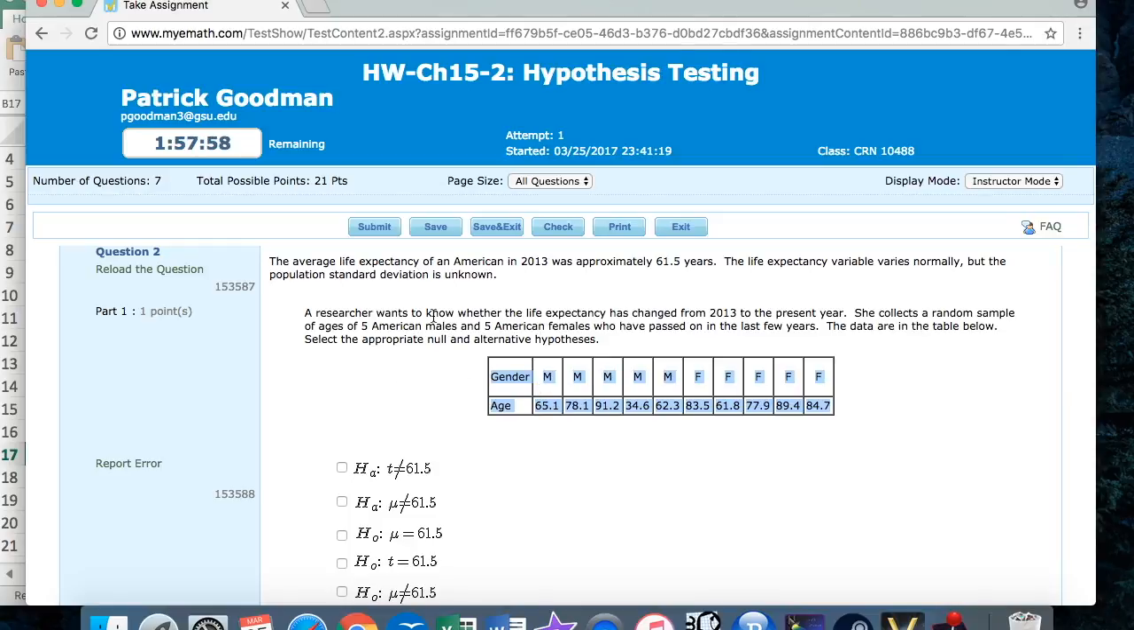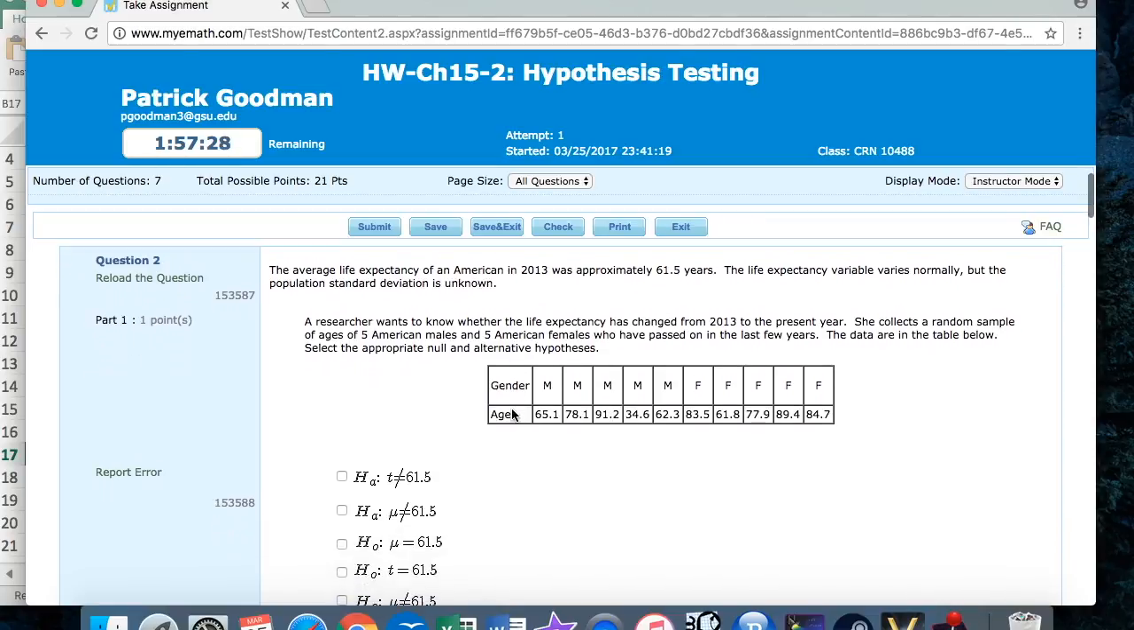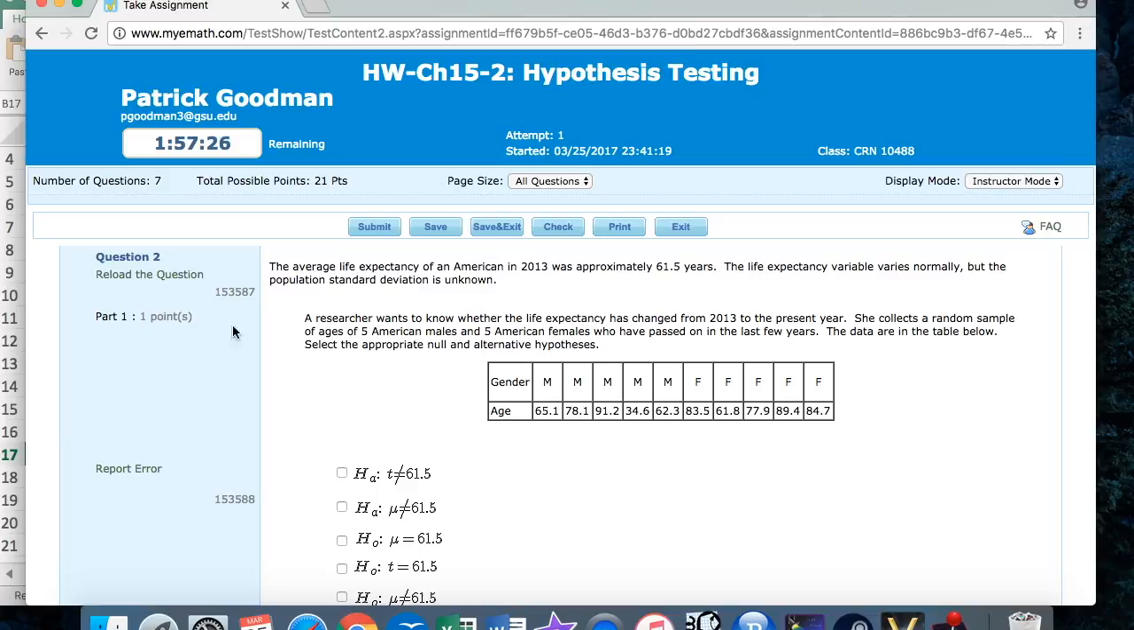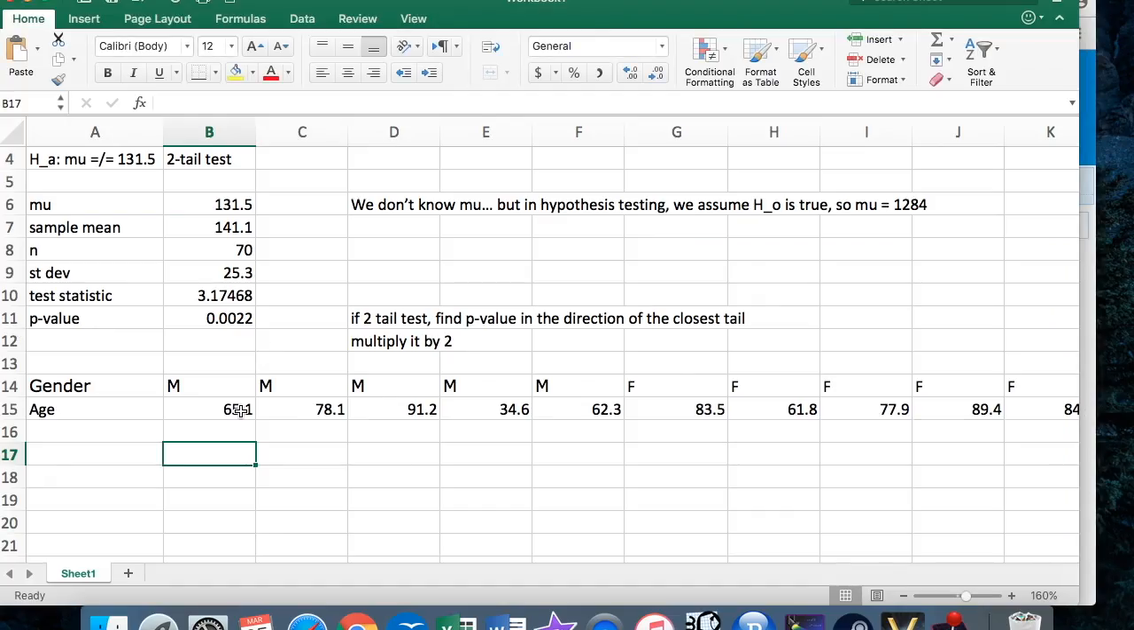Okay. So here, a researcher wants to know whether the life expectancy has changed from 2013 to the present year. She collects a random sample of 5 Americans who are males and 5 that are females, and who have passed on in the last few years. Oh, this is depressing. The data is in the table below. So here are the life expectancies for 10 males and females that died in this study. So let's look at all the dead people.